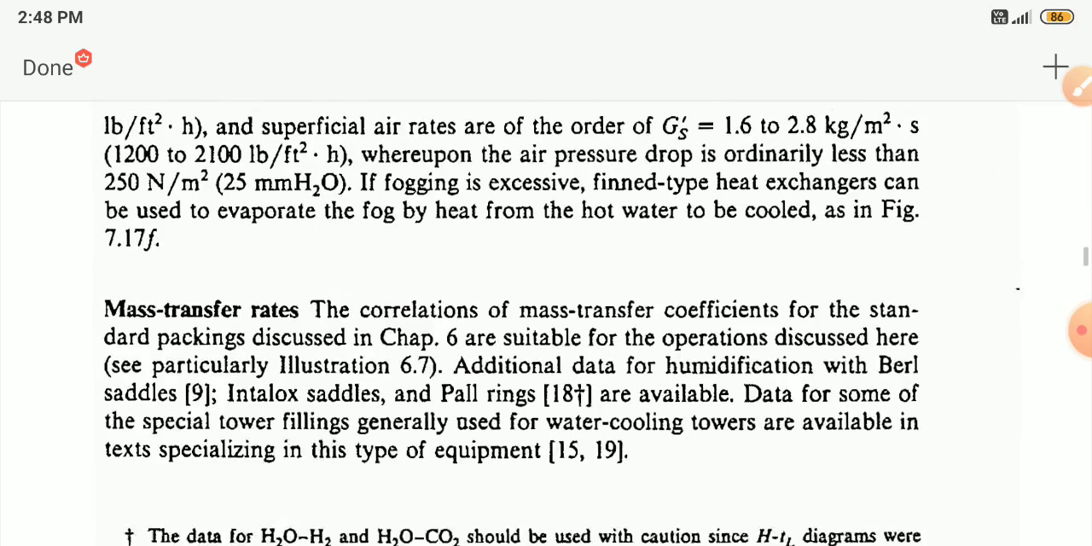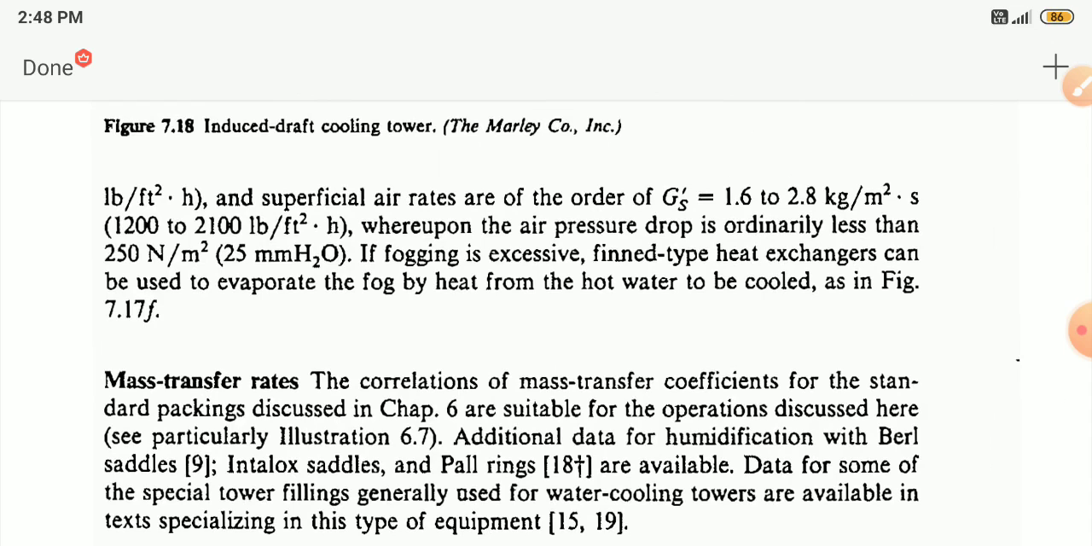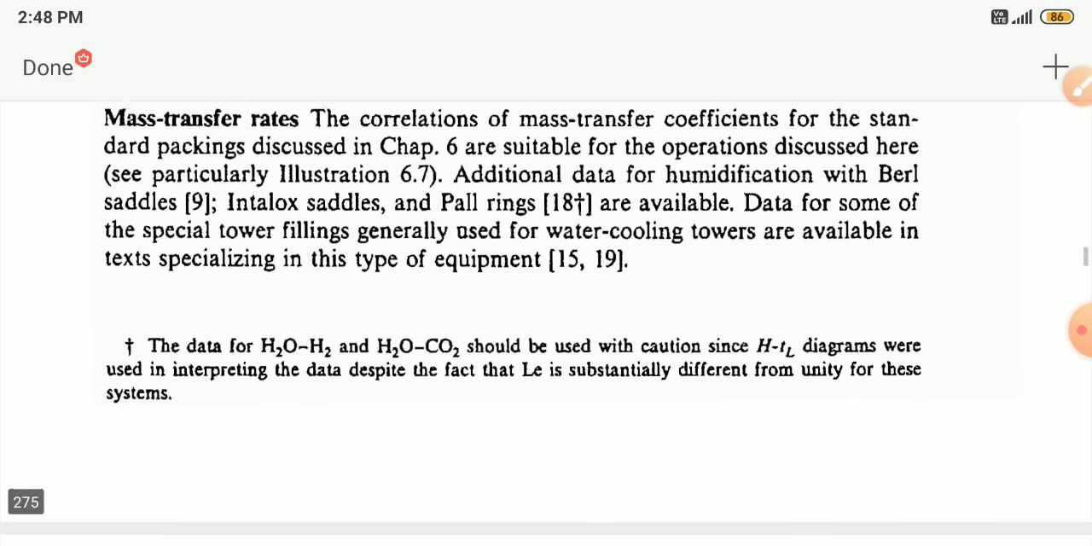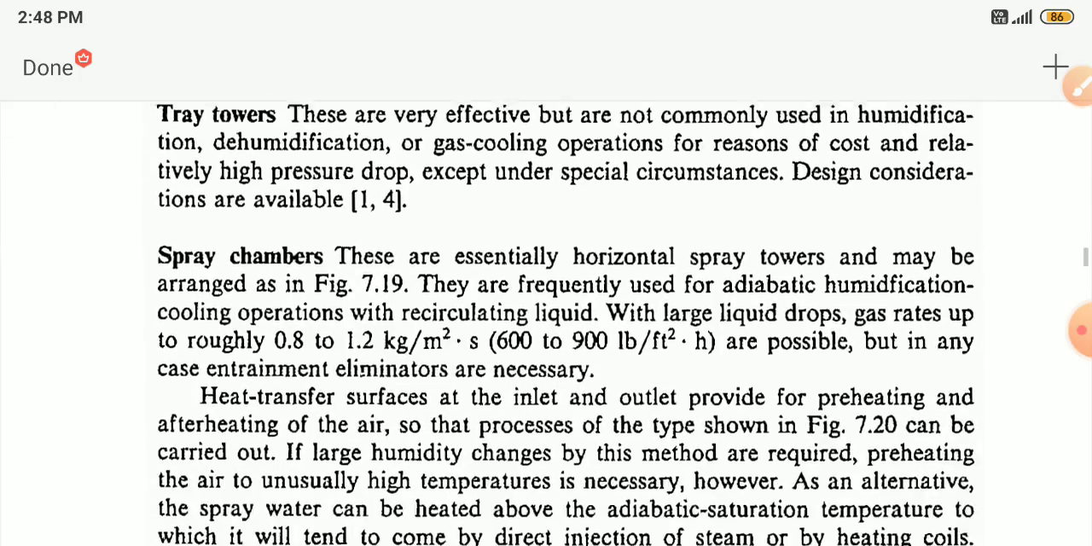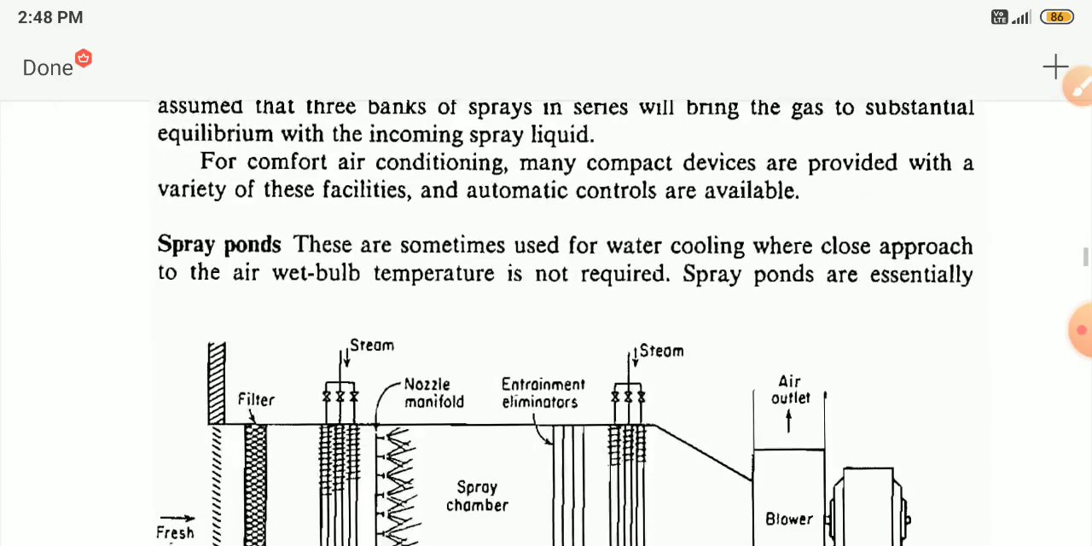Now the mass transfer rate in the different units. Superficial air rates are on the order of G's = 1.6 to 2.8 kilogram per meter square per second, and 1200 to 2100 lb per feet square per hour. Okay, these are the basis for mass transfer rates, and spray chambers.